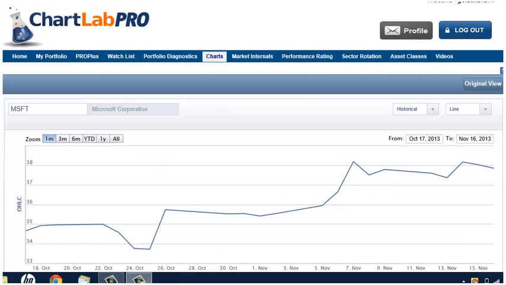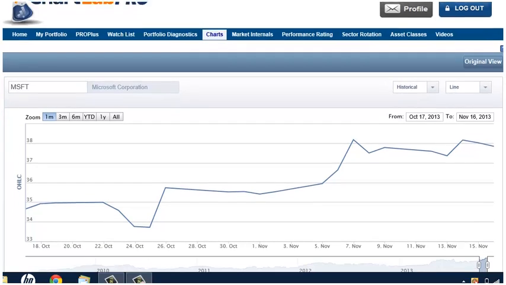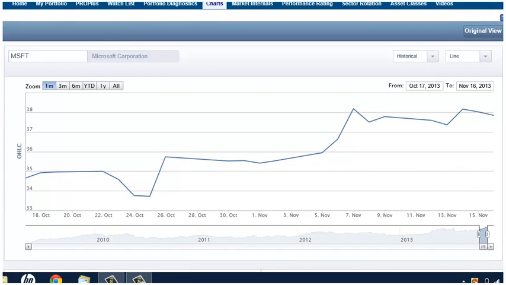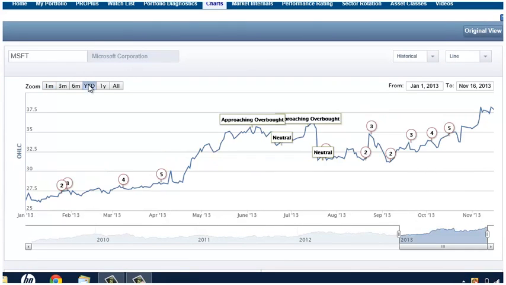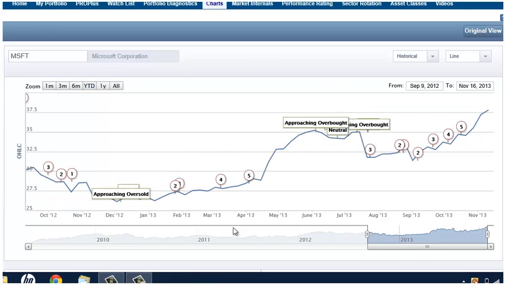Welcome to step 3. What we're going to go over is how to apply effectively using the rating changes. So the first example we're going to look at is Microsoft. Let's go back here to earlier in the year.